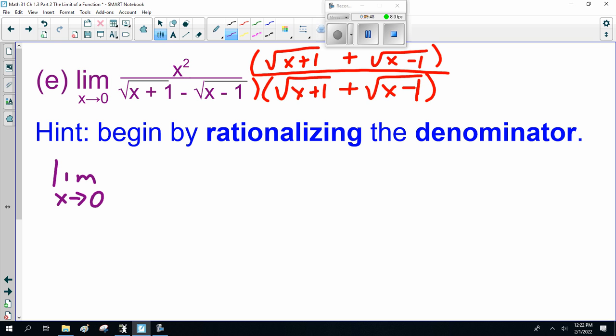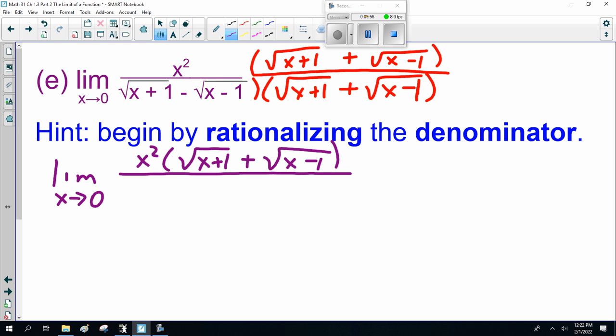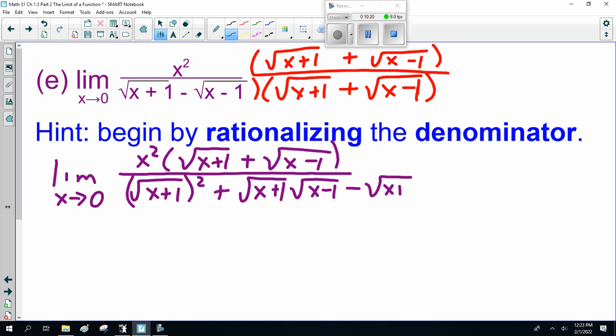Let me see. So, it's x squared times square root of x plus 1 plus square root of x minus 1. Notice I'm not bothering FOILing out the numerator because by now you should see, oh yeah, stuff is going to cancel out in the denominator. So this becomes square root of x plus 1 squared plus square root of x minus 1. So x plus 1 times square root of x minus 1 minus square root of x plus 1 times square root of x minus 1 minus, because it's minus minus, never mind, x minus 1 squared.